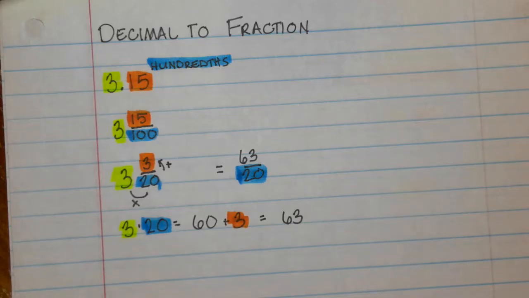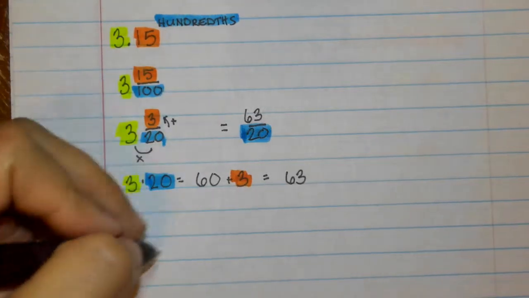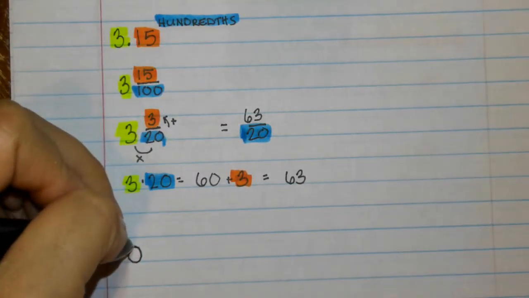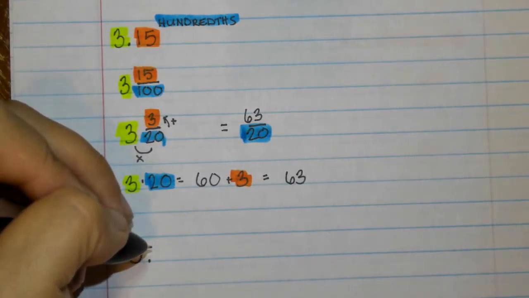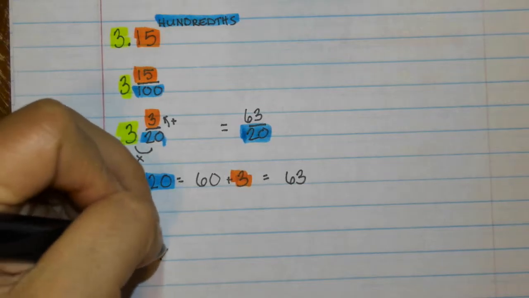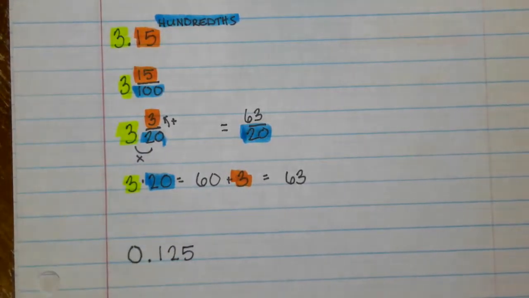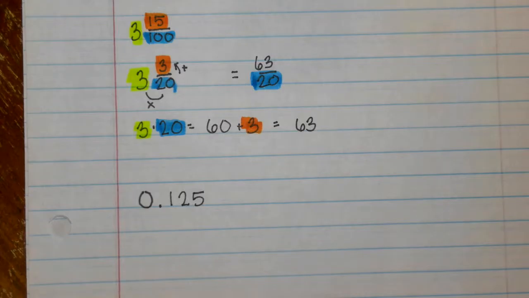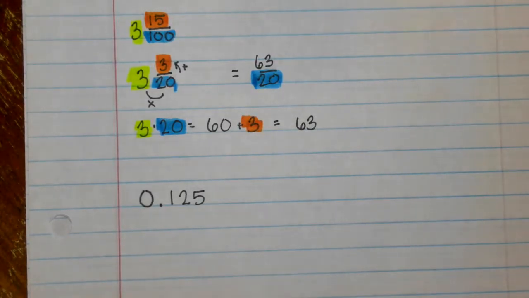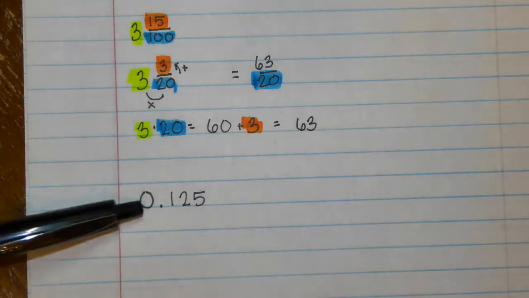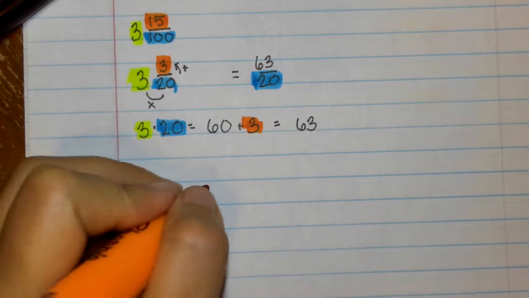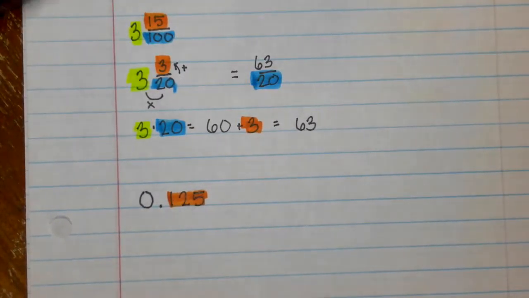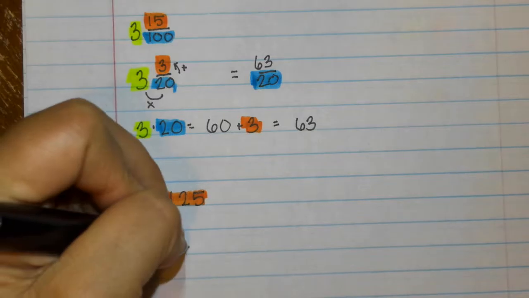All right, let's do one more. This time we're going to do one that does not have a whole value in front of it. We'll do the number 0.125, and what is that as a fraction? I don't have a whole value, and what I do have is my digits afterwards that need to be my numerator, so that becomes 125.